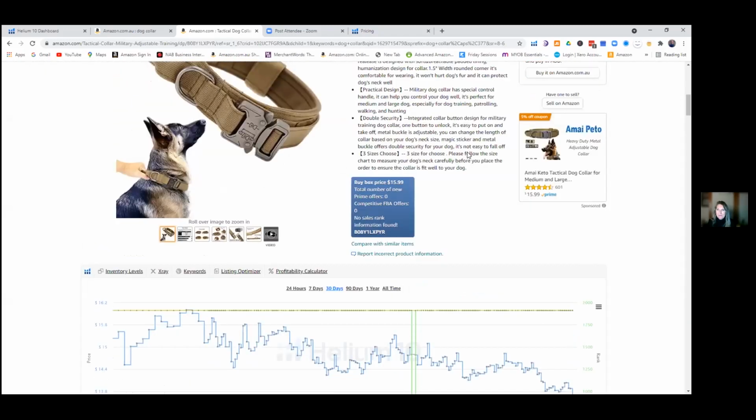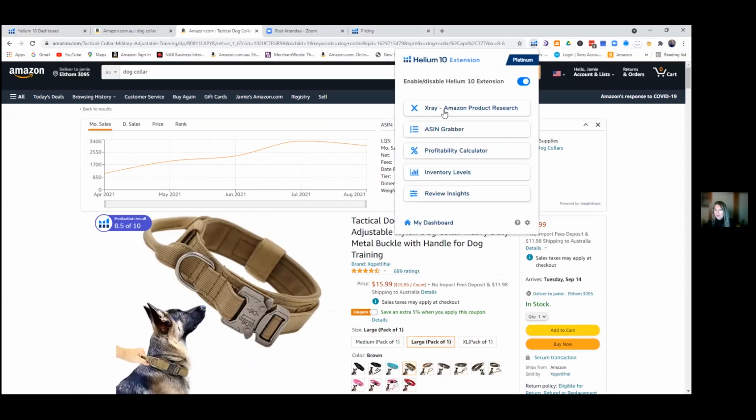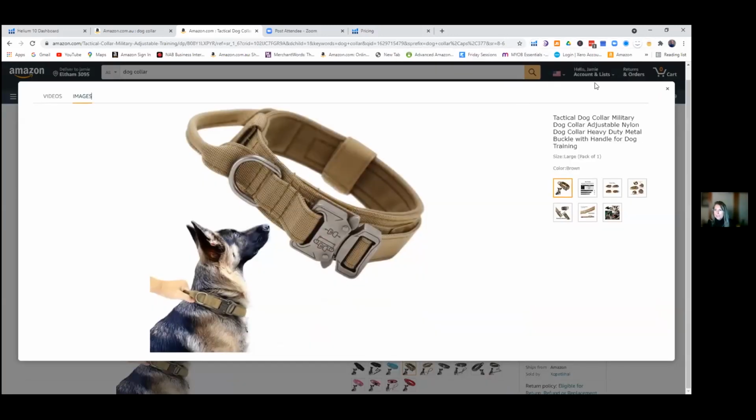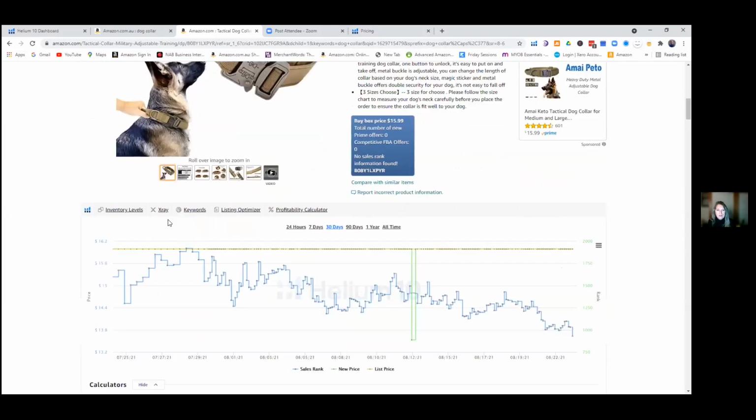No problem. So there's a couple of ways. This is the extension. You can click on profitability calculator there, or if you're already in the listing, if you scroll down, you get these keywords, listing optimizer and profitability calculator there. So you can click on that there.